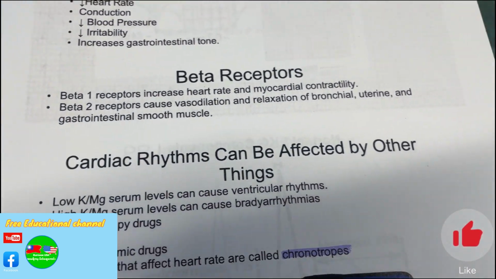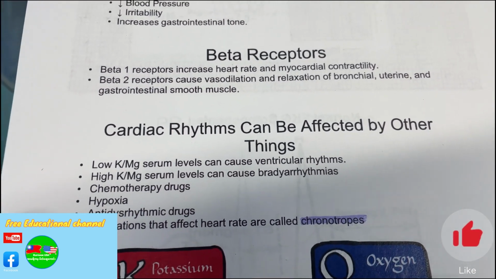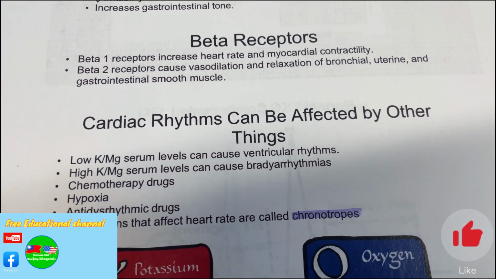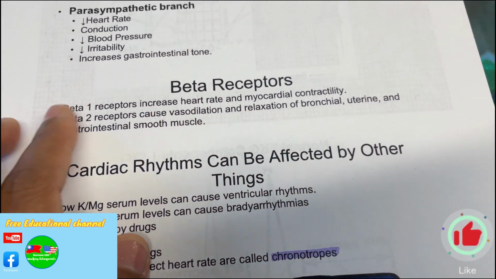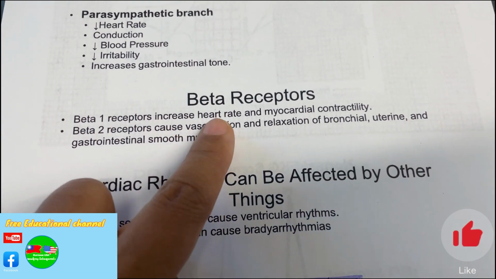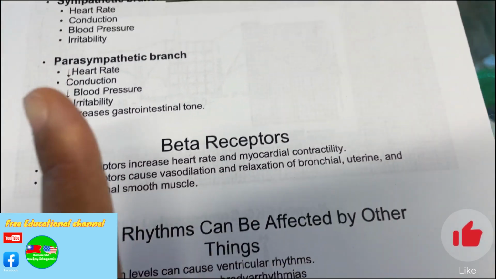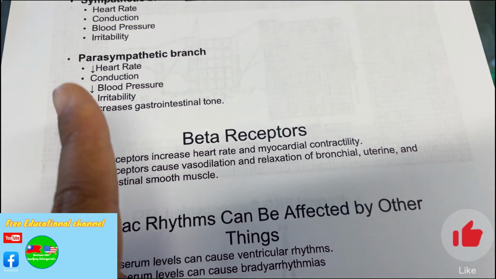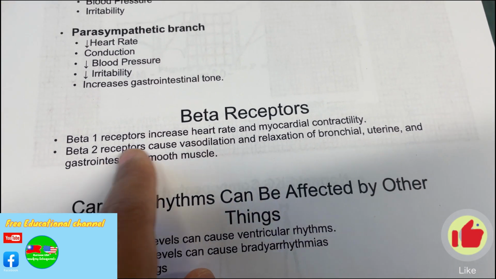Okay, so let's talk about beta receptors. We have beta 1 and beta 2. Beta 1 receptor increases the heart rate and myocardial contractility. So beta 1 is one heart, and beta 2 is two lungs. So beta 2 is for lungs.